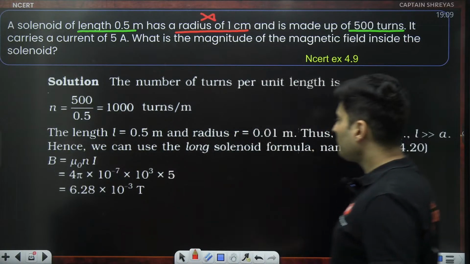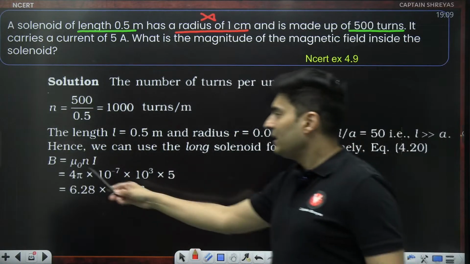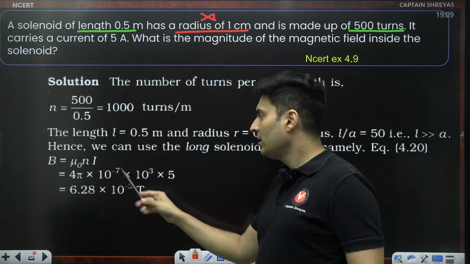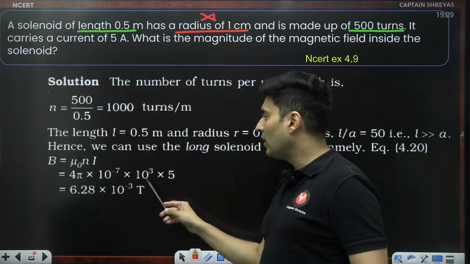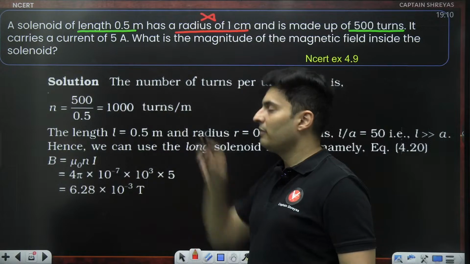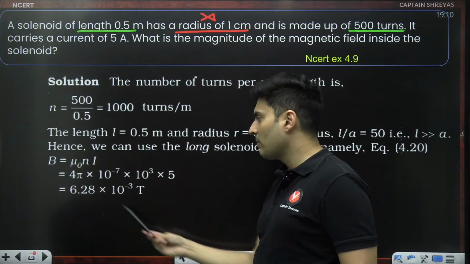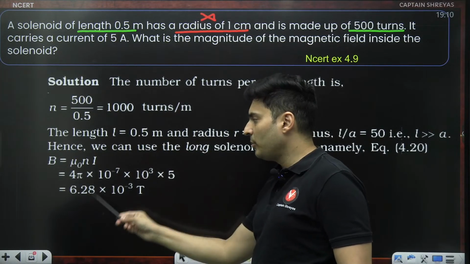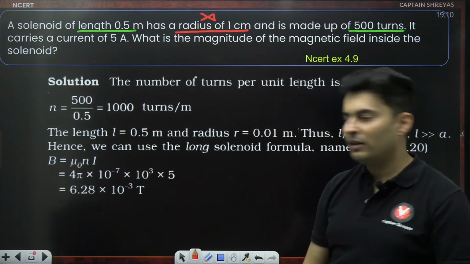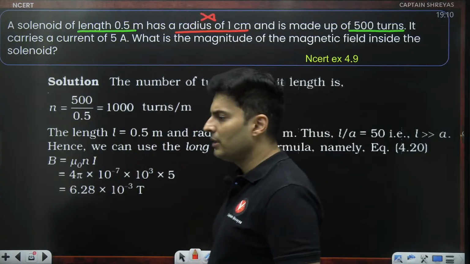Next, the magnetic field is mu naught n i. Mu naught is 4 pi times 10 to the power minus 7. The number of turns per meter is 1000 and the current, which is I, is given to be 5 amperes. That's it. Multiplied, you get the answer as 6.28 millitesla. That's the magnetic field inside. Outside, naturally, it will be 0.